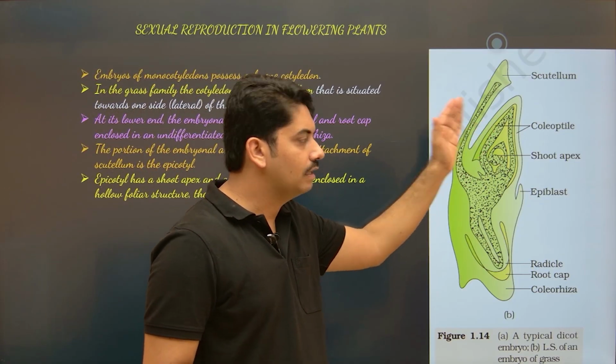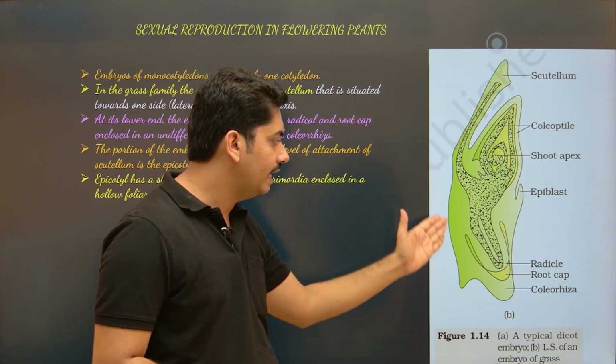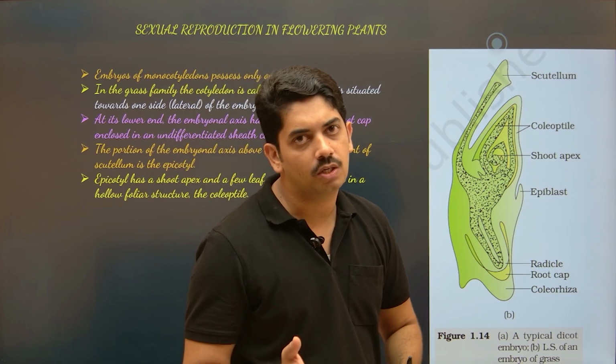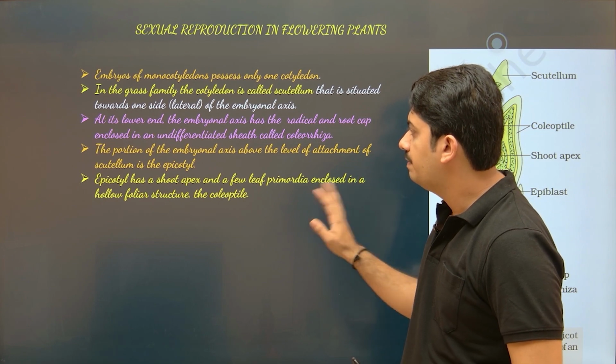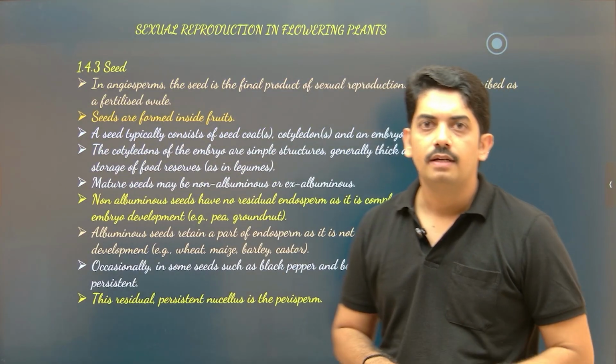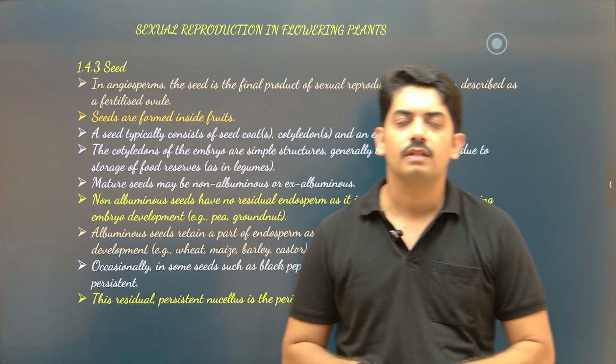Here the shoot is covered by a protective layer called coleoptile and the root is covered by a protective layer called coleorhiza. So this is the main difference between monocot embryo and dicot embryo.